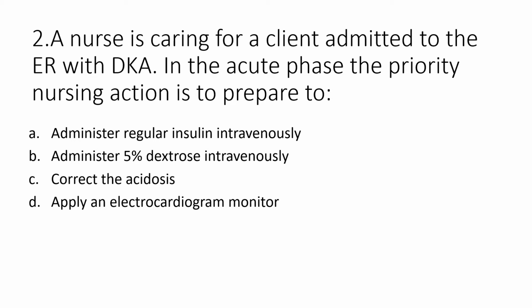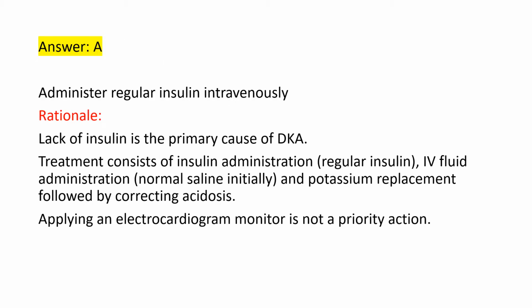So the correct answer will be option A, that is administer regular insulin intravenously, because lack of insulin is the primary cause of DKA. That's why treatment consists of insulin administration, that is regular insulin, and IV fluid administration. Normal saline initially is important, and potassium replacement followed by correcting acidosis. Applying an electrocardiogram monitor is not a priority action in this phase.